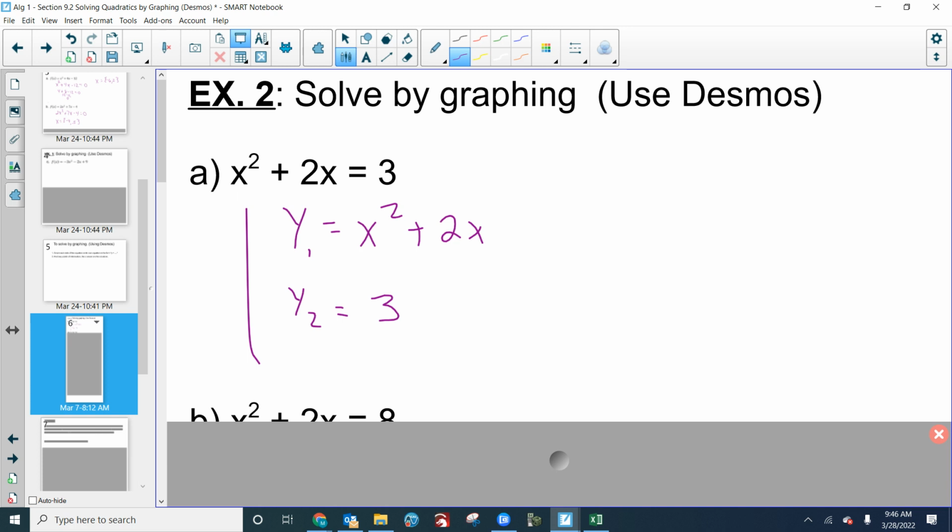So you're going to graph both of these. We're going to have a parabola and a line. We want to see where they hit. All right, go ahead and do that.